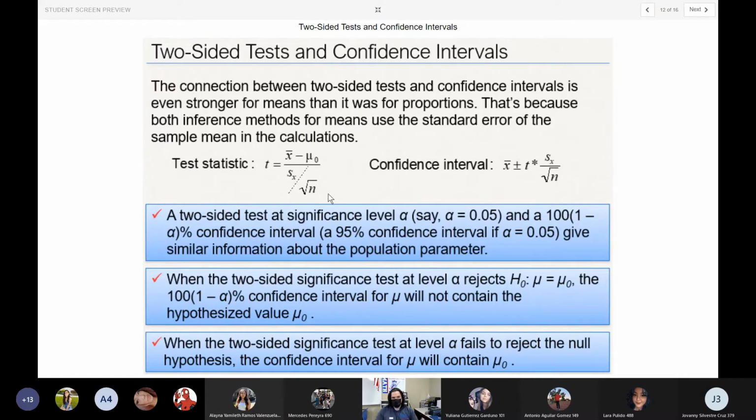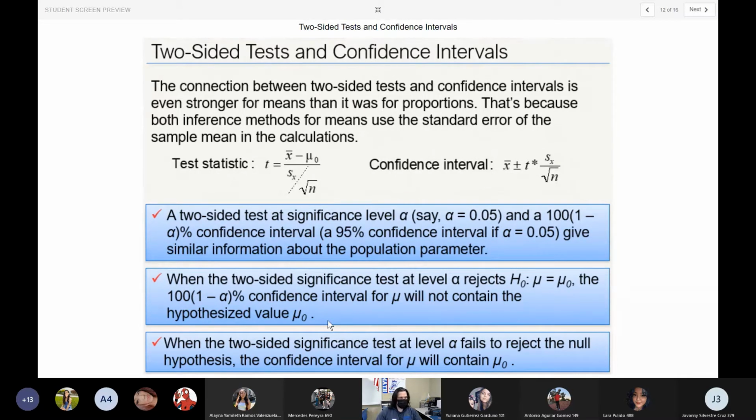We didn't see that same correlation between tests and confidence intervals with proportions, but with means, it's a little bit stronger. A two-sided test at significance level alpha, say alpha equals 0.05, and a 100 times 1 minus alpha percent confidence interval, 95% confidence interval if alpha equals 0.05, give similar information about the population parameter. When the two-sided significance test at level alpha rejects the null hypothesis, the 100 times 1 minus alpha percent confidence interval for mu will not contain the hypothesized value for mu.